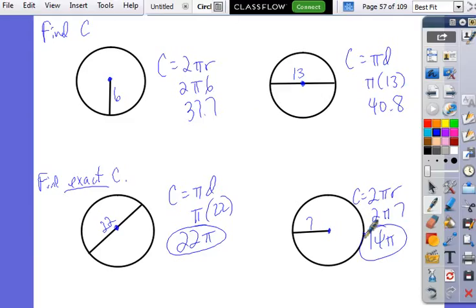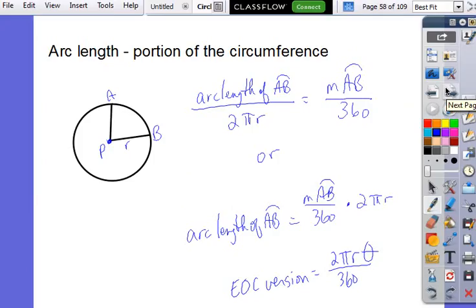All right. Then we went to the formula for arc length. If it says find arc length, I'm going to use this right here, what's in the box. If it says find anything else, arc measure, radius, circumference, whatever, I'm going to use the top formula up there. So it's all depending on what they say.